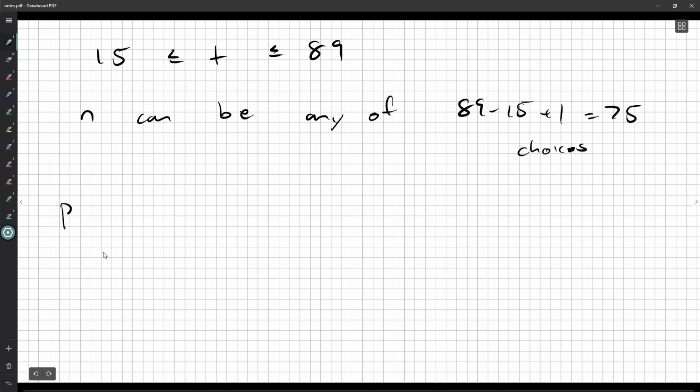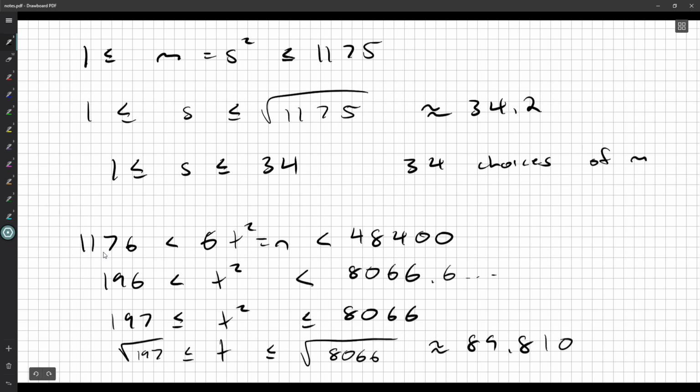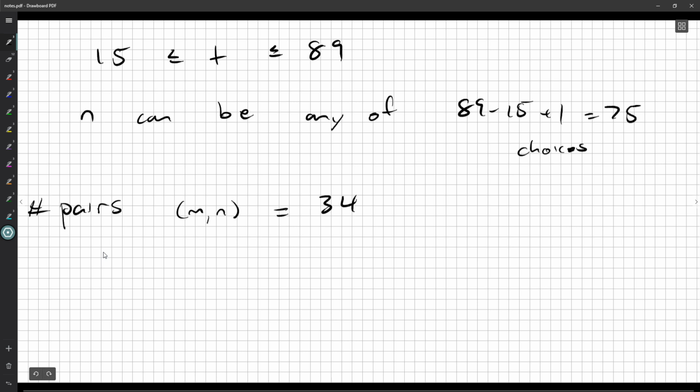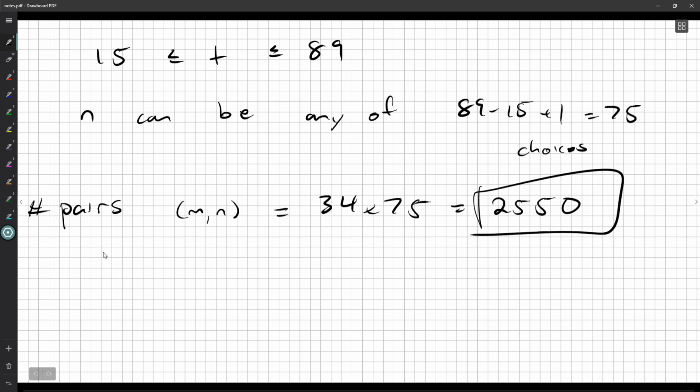Okay, so the possible pairs m, n, number of pairs. M has nothing to do with n, they're completely separate, so we had 34 choices for m, 75 choices for n, and while we still got our calculator handy, we can work that out. So there's 2,550 possible super duper shunkleistic sequences.